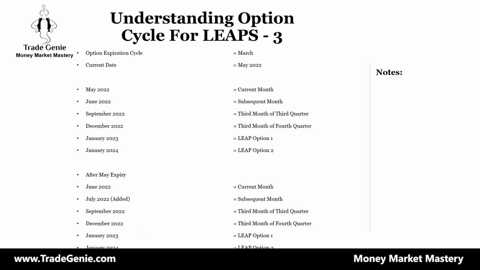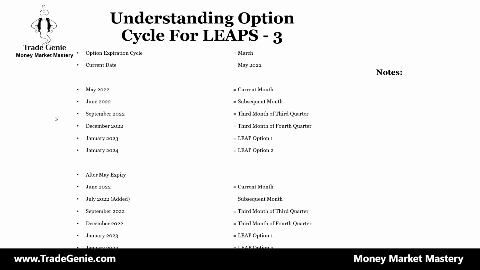Now, another example I give you for leap. Let's say we are in the option expiration cycle of March. The previous example was the option expiration cycle of January. This example is March, and we are in the same current date, May 2022. So May 2022 is the current month. So the subsequent month will be June.